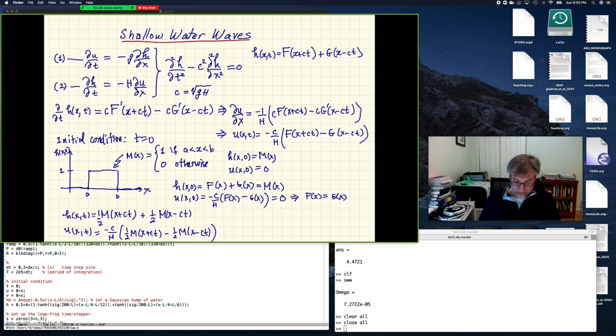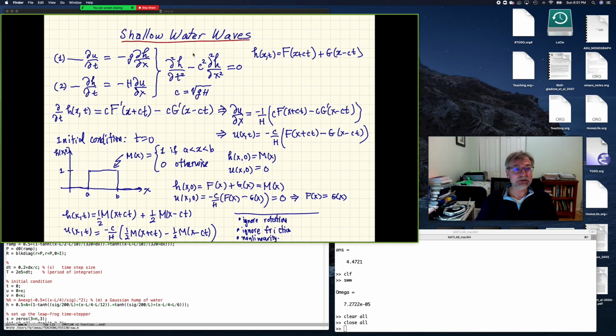Now that's the case where there is no rotation. Remember here, let's remind ourselves of the assumptions. We ignore rotation, we ignore friction, and we also ignore all the nonlinearity. The momentum advection terms like u du/dx and so on are ignored. And also it's symmetric, there's no variation in the y direction. Okay, so that's the setup.